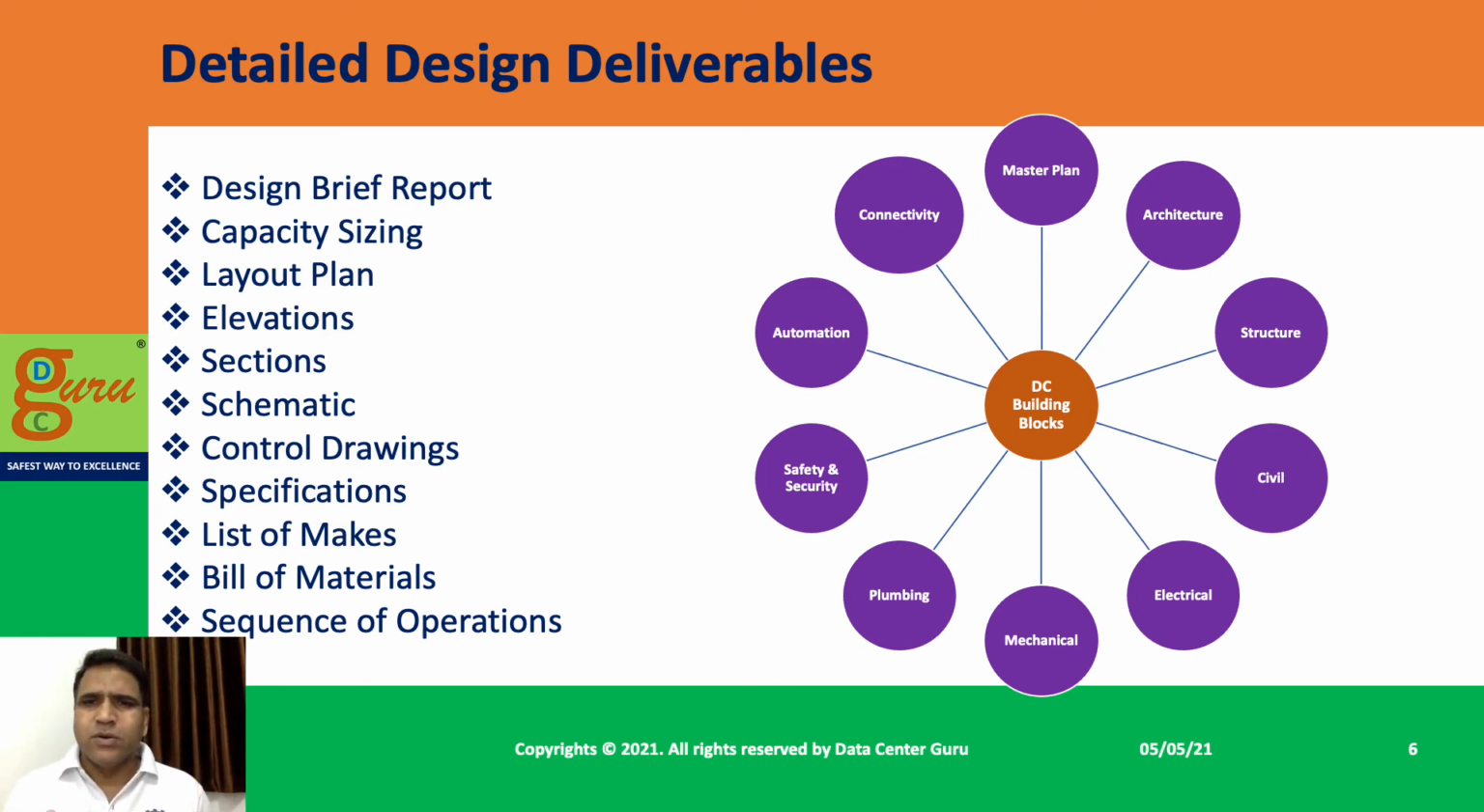Then we have to create different sections, elevations for the building, sections for different equipments, machines, solutions, and then we also have to prepare the schematic diagrams, which define the topology of different systems, control drawings, and detailed specifications for each and every building block, every system, equipment, and component. Very, very important, because if you don't do this, there might be a problem later on.